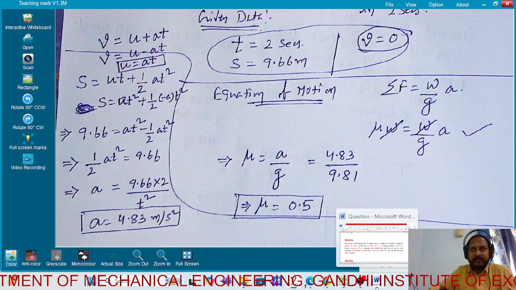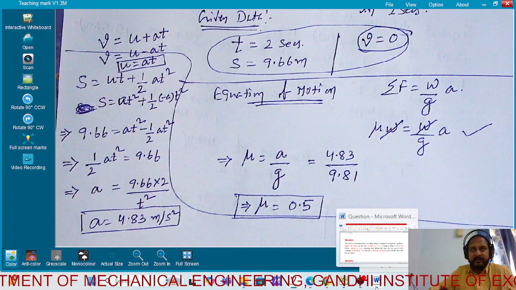What is the weight of the cage? 8.9 kilonewton. Clear? So it is starting from rest. So what is the initial velocity? Initial velocity is 0. It is moving in which direction?